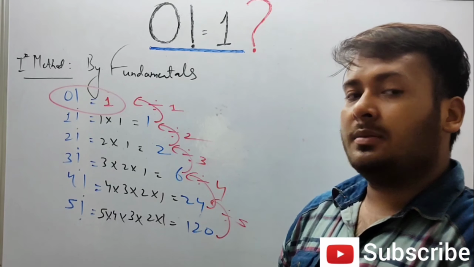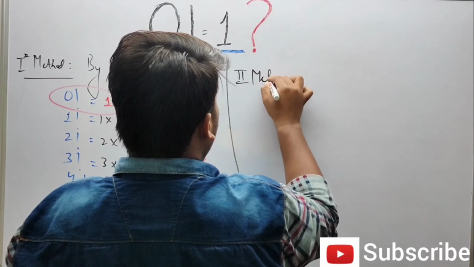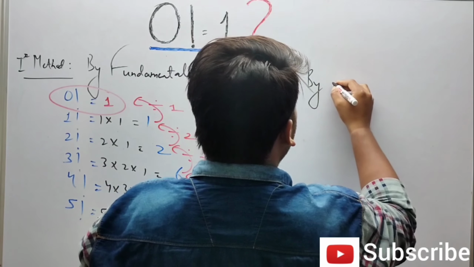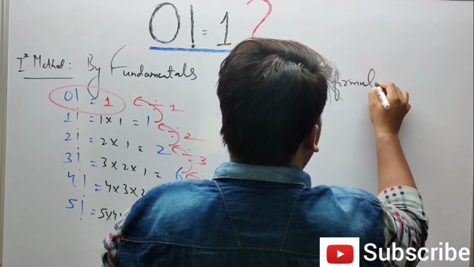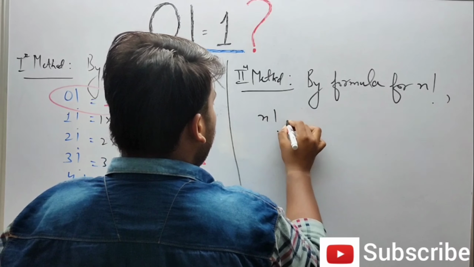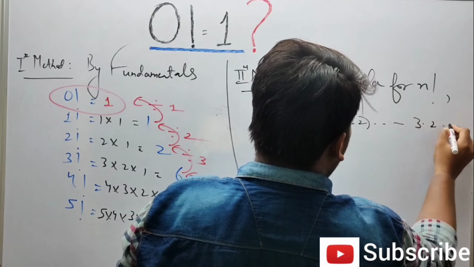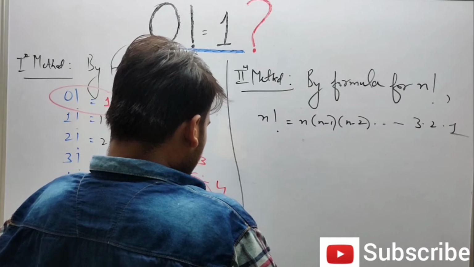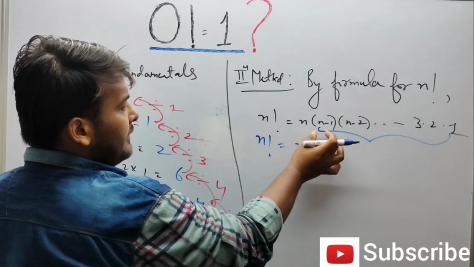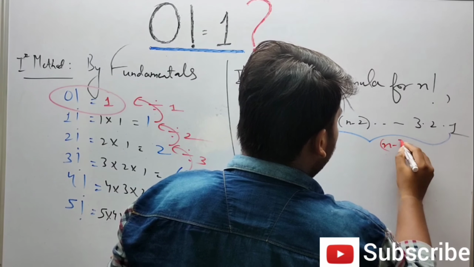We move to the second method, that is by the use of a formula for n factorial. We know n factorial is equal to n into n minus 1 into n minus 2 till 3 into 2 into 1. Alright, so here I can write n factorial as n times n minus 1, n minus 2 till 1. What can we call this? We can call this n minus 1 factorial.